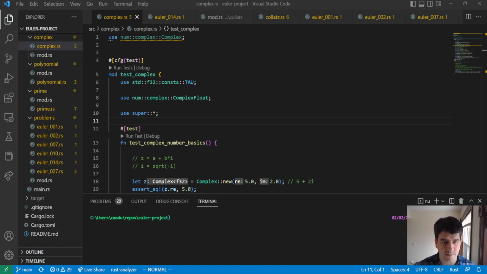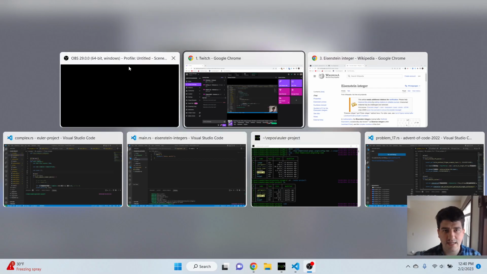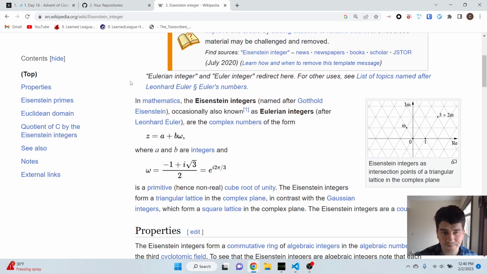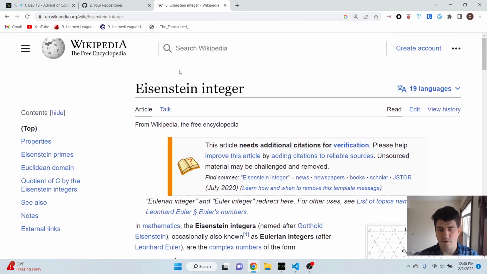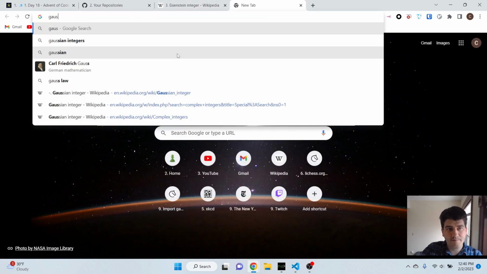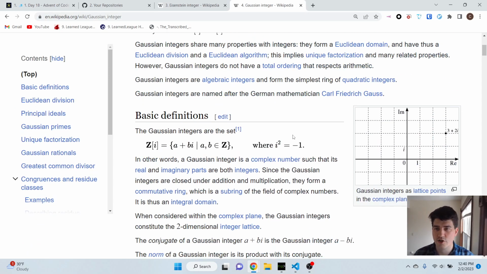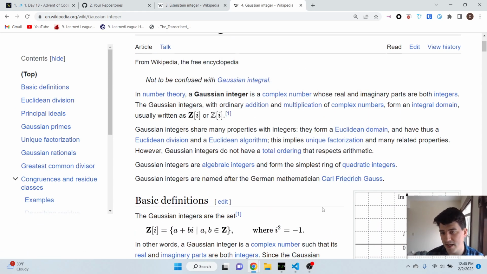And I came across something this morning, actually. I was digging around in some old math concepts that I remembered and realized I didn't know that much about. And I was reminded of the Eisenstein integers, which the Wikipedia for which is here. And the Eisenstein integers, or maybe first it's worth talking about the Gaussian integers. The Gaussian integers are just the integral complex numbers.